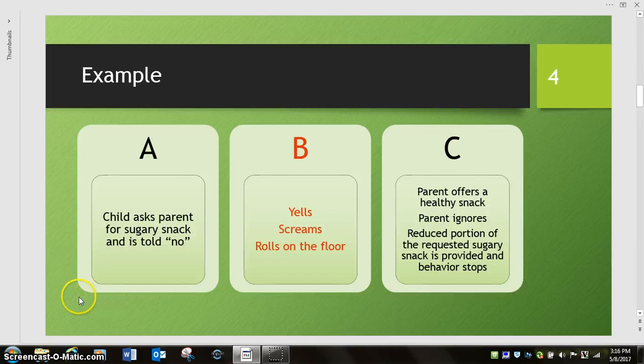Okay, here is an example of a sequence of ABC data. In this example, a child asks a parent for a sugary snack and is told no, which results in yelling, screaming, rolling on the floor. And in consequence to that behavior, the outcome of the behavior, the parent offers the child a healthy snack, the parent attempts to ignore the behavior. Eventually a reduced portion of the requested snack is provided, which stops the behavior. So when you look at this example, it gives you a pretty good indication of what's going on, what's driving the behavior, and perhaps some interventions that need to be implemented in order to amend the behavior.